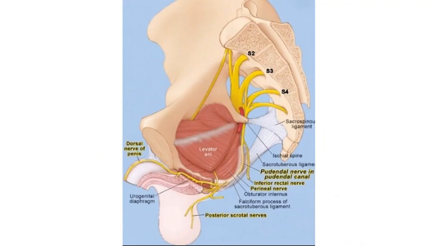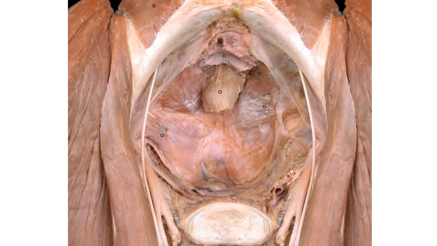This is a view of the lateral wall of the true pelvic cavity, where you can see the obturator nerve running on the lateral wall of the pelvis, reaching the obturator foramen. In this dissected cadaver, you can see that this is the psoas muscle, and this is the iliacus, and the obturator nerve comes out from the medial side of the psoas, running on the lateral wall of the true pelvis, reaching the obturator foramen.